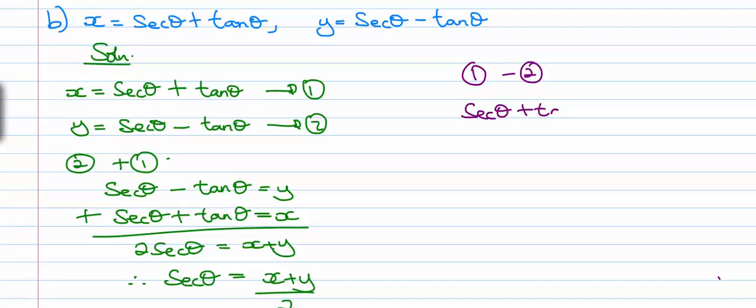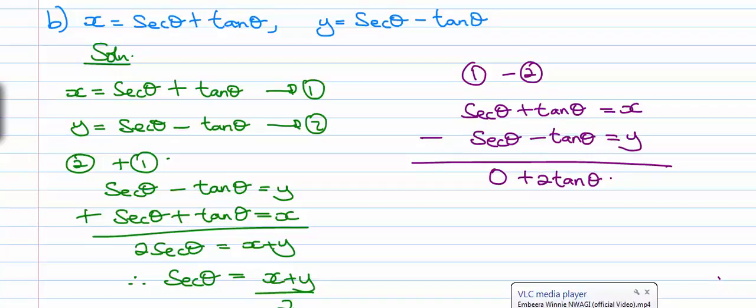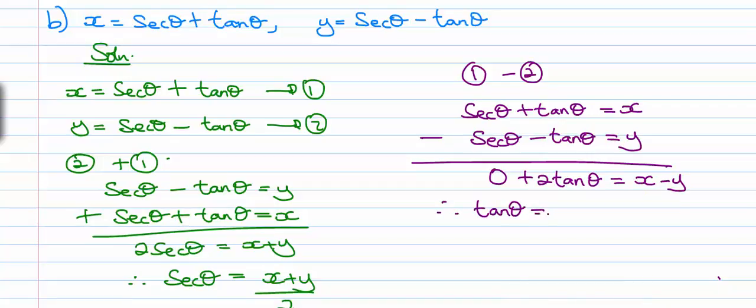So if we want to get now tan theta, that is eliminating sec theta, we shall subtract the first equation minus the second equation, or the second from the first, and you'll obtain 2 tan theta is equal to x minus y. And then you make tan theta the subject also, and then look for a trigonometrical identity that relates sec and tan. That way you would have eliminated theta from that pair of equations.